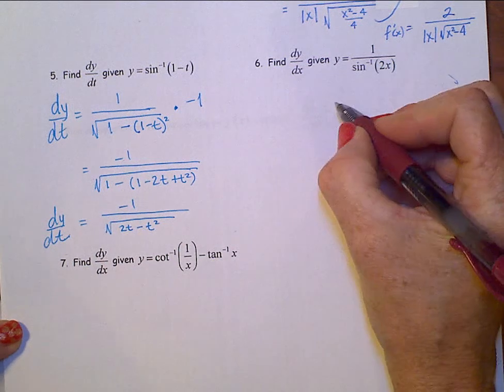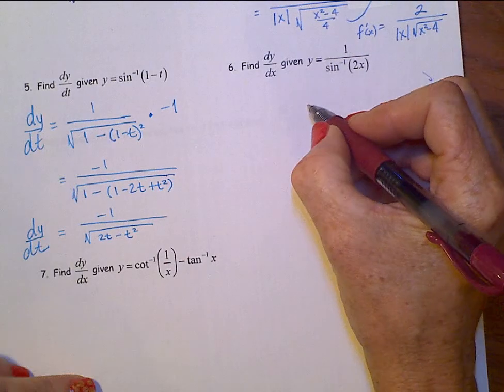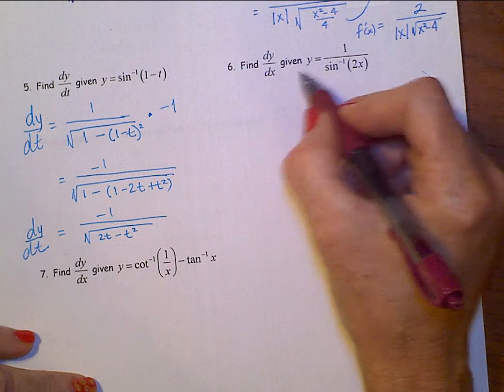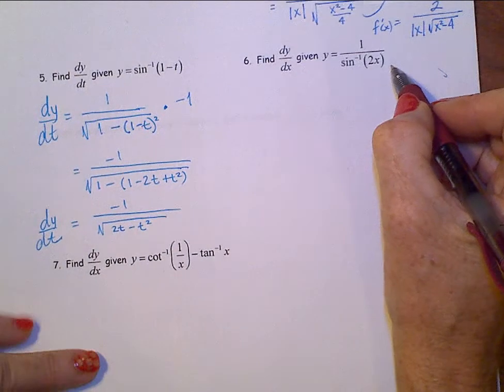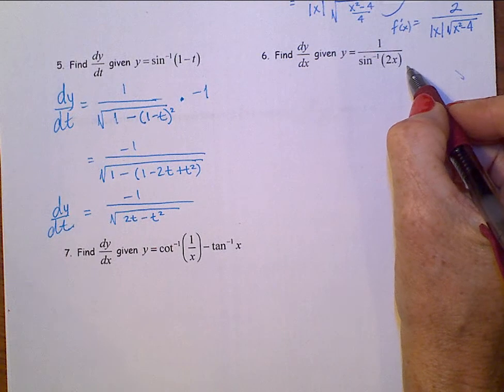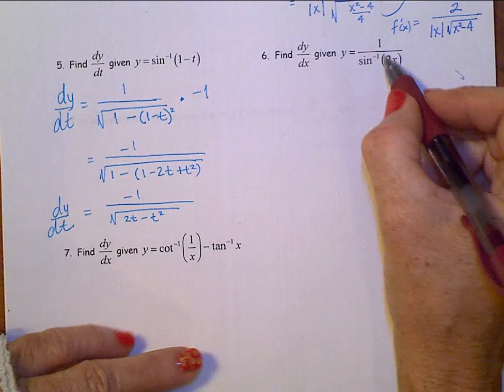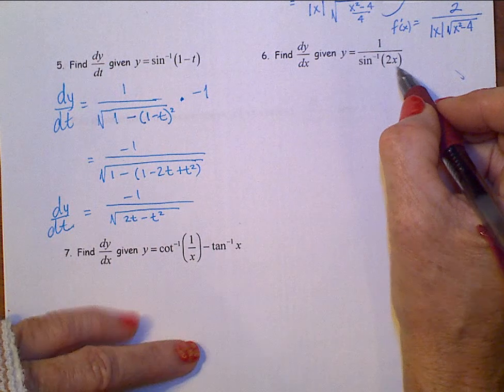Next one here, this one. Find dy dx given y is 1 over inverse sine of 2x. We could do a quotient rule, but I think a quotient rule might be ugly. Let's rewrite this and see a chain rule.